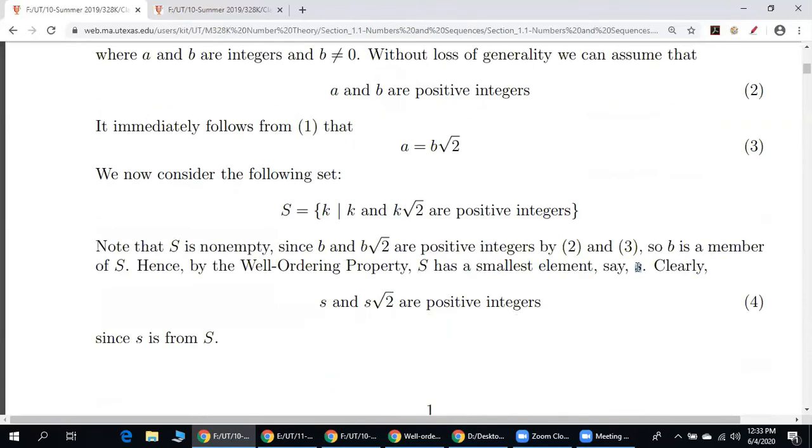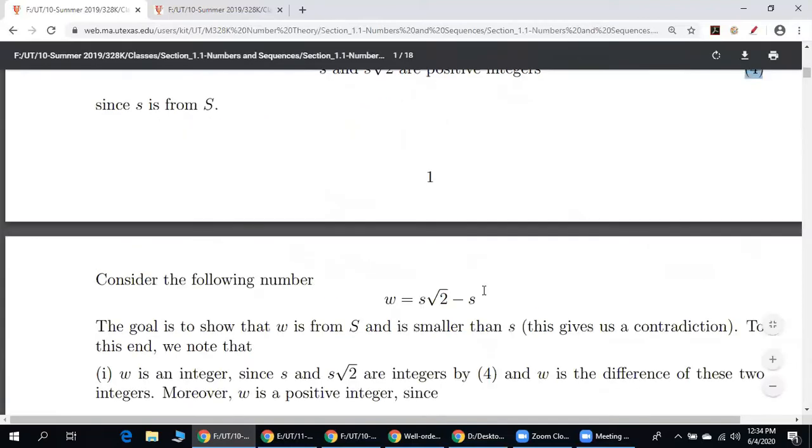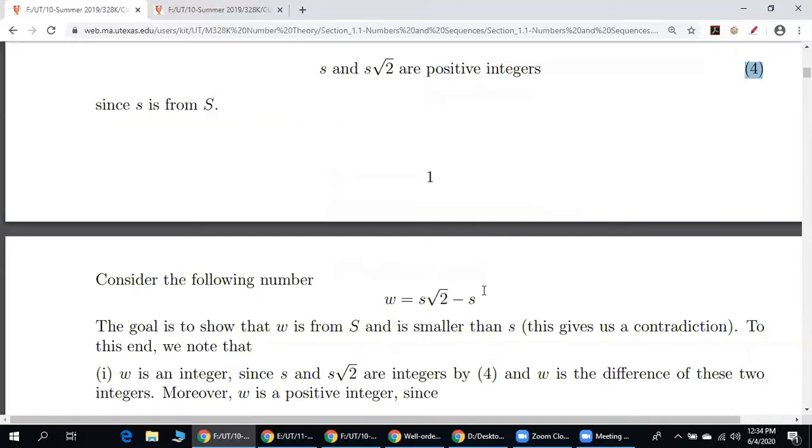Note that since s is an element of our set, both a lowercase s and lowercase s times square root of 2 are positive integers. Here is what we do next. Let us consider a new number, W. W is s times square root of 2 minus s.